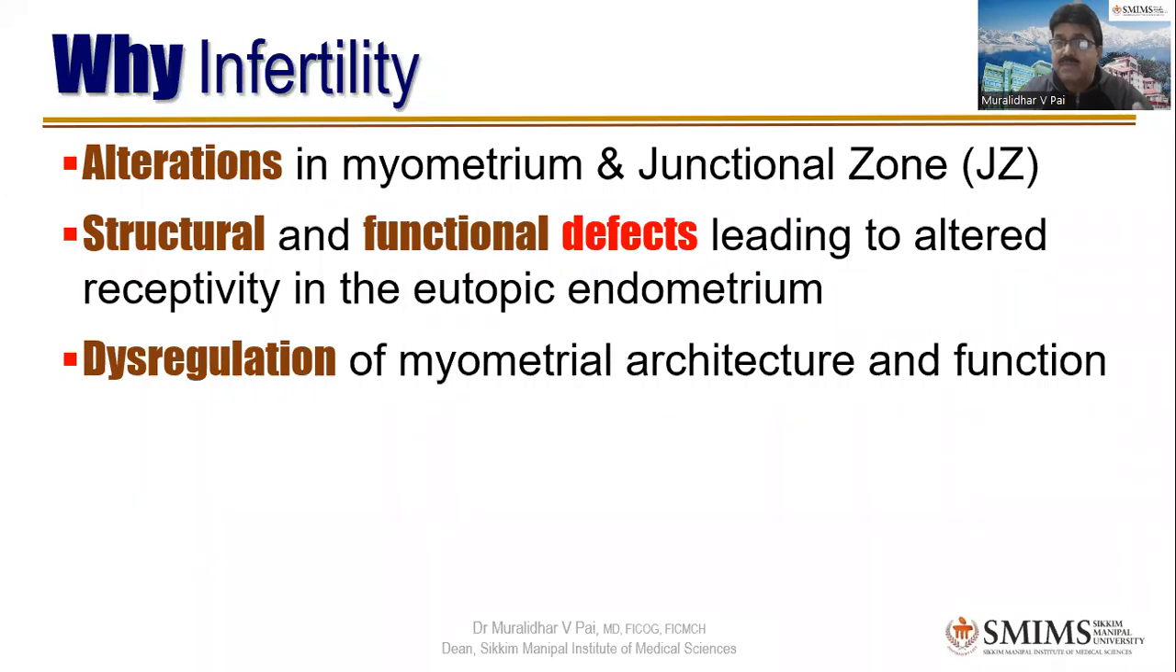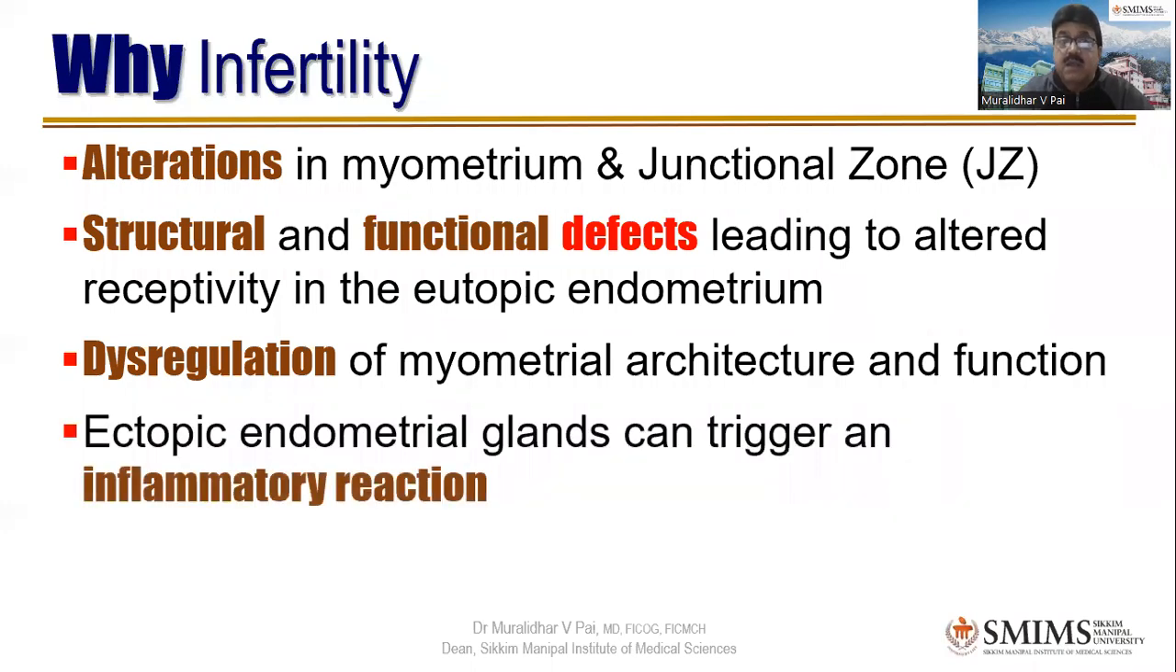So you should have a beautiful myometrium for the uterus to nicely grow and for the embryo to get implanted. After all, in the initial stages, it will get implanted almost into the myometrium, at least up till the junctional zone, and then it grows inside the cavity. Ectopic endometrial glands can trigger an inflammatory reaction. That's why in the surrounding area there is hypertrophy of the myometrium. And this inflammatory reaction is not good for the embryo to get implanted and grow. Finally, there is implantation failure.